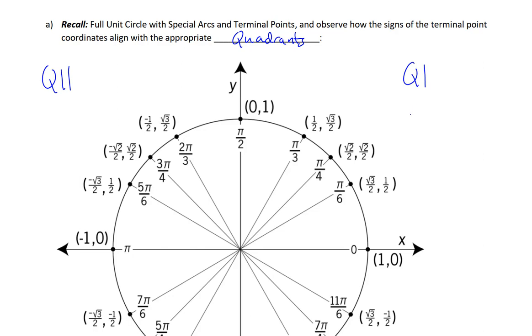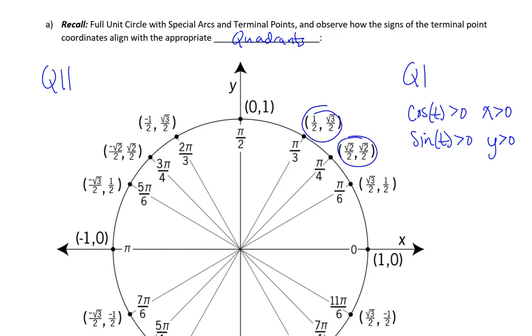In quadrant 1, we would expect for cosine of t to be positive and for sine of t to be positive. And again, that's corresponding to the fact that x is positive and y is positive in quadrant 1. And sure enough, if you look at every one of the coordinates of the terminal points in that quadrant, you can see they're both positive, x and y.